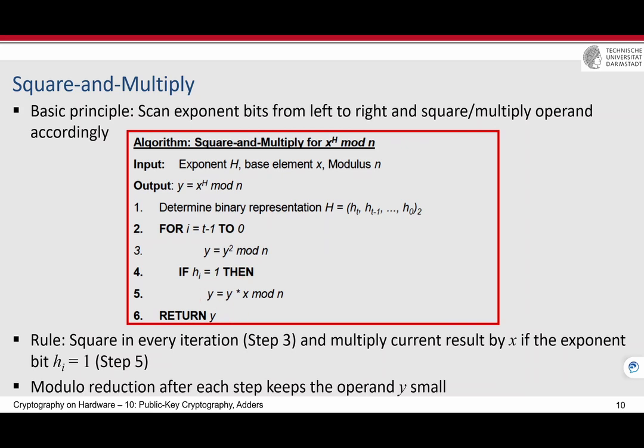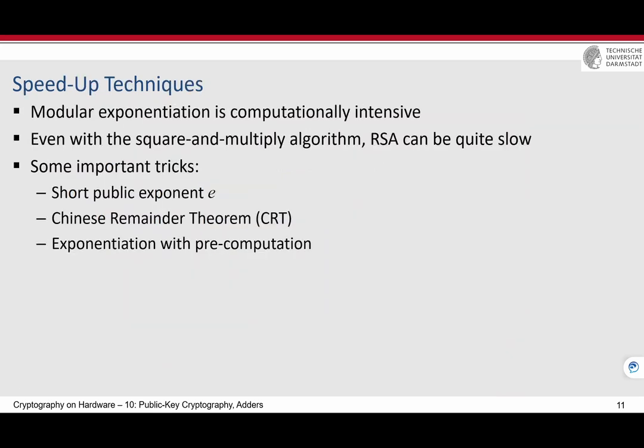This is something that I guess you already learned if you have passed any simple course in the area of cryptography. And then there are speed-up techniques, like selecting a short public exponent e, which doesn't harm the security, and also CRT, the Chinese remainder theorem, and exponentiation with some pre-computation. This is also possible.